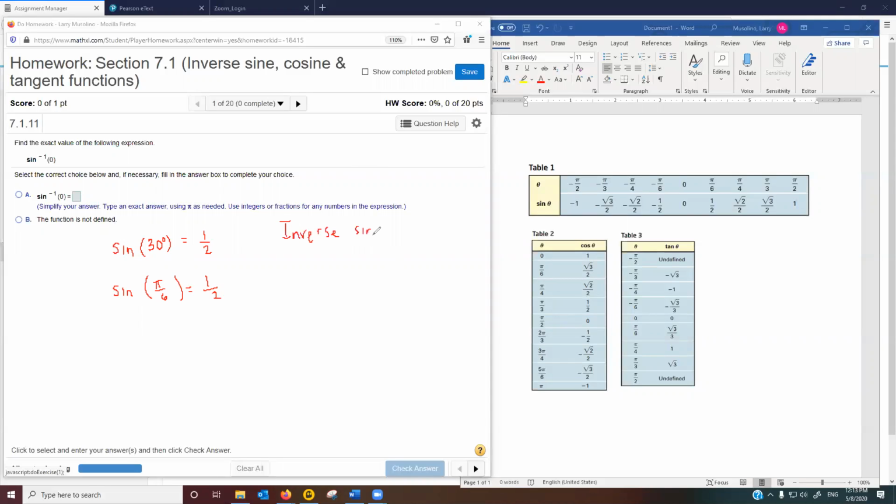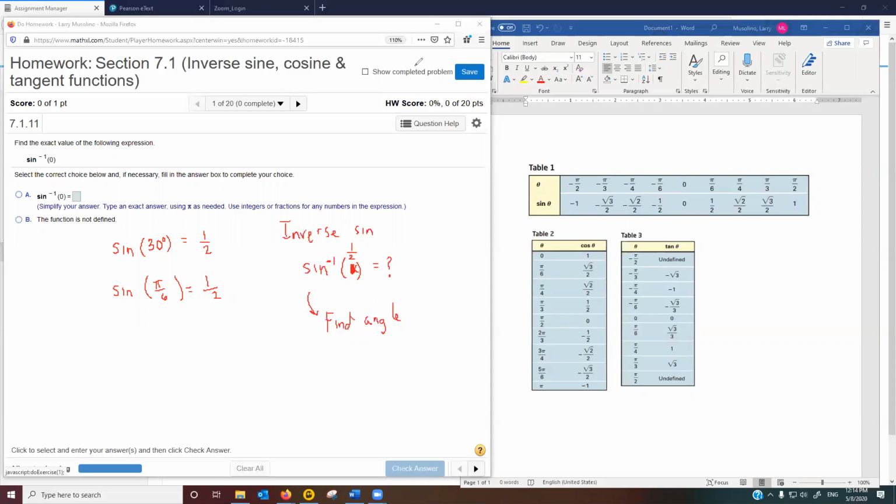we write with what looks like an exponent of -1. It's not really an exponent. It's a special notation that means we want the inverse sine of a certain value. I'll call it x. So what inverse sine is asking you is to find the angle x. Let me give you an example. Let's say I said the inverse sine of 1/2 equals question mark.